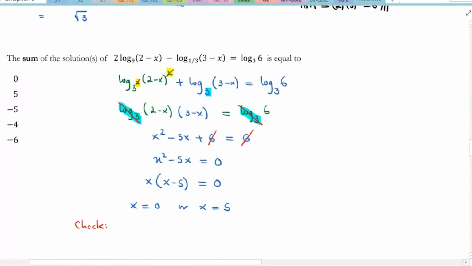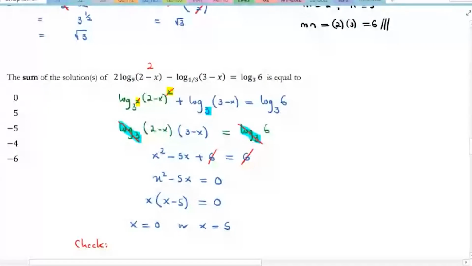Now if you substitute x equal to 0 here, we are going to get log base 9 of 2. If we substitute 0 here, we are going to get log base 1 over 3 of 3, and this is defined. So x is equal to 0 is defined.